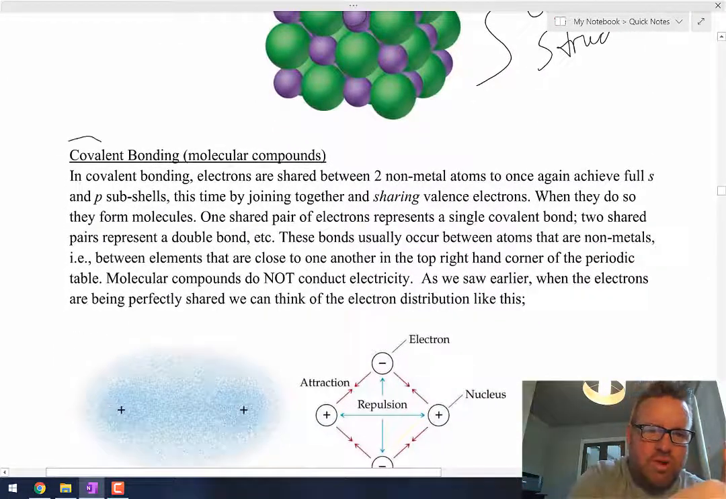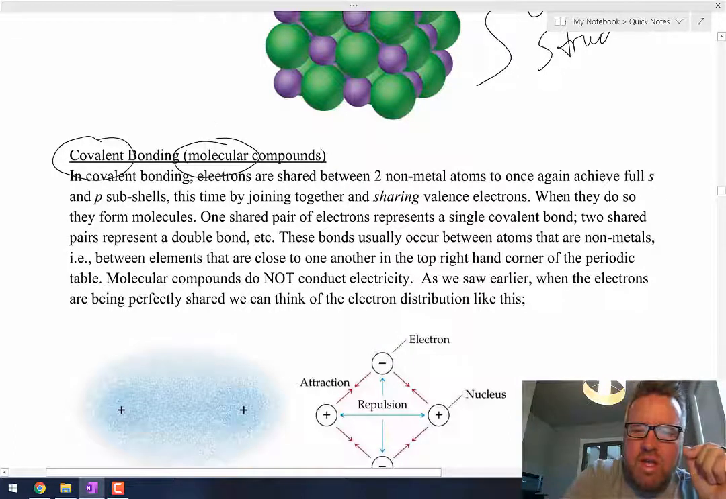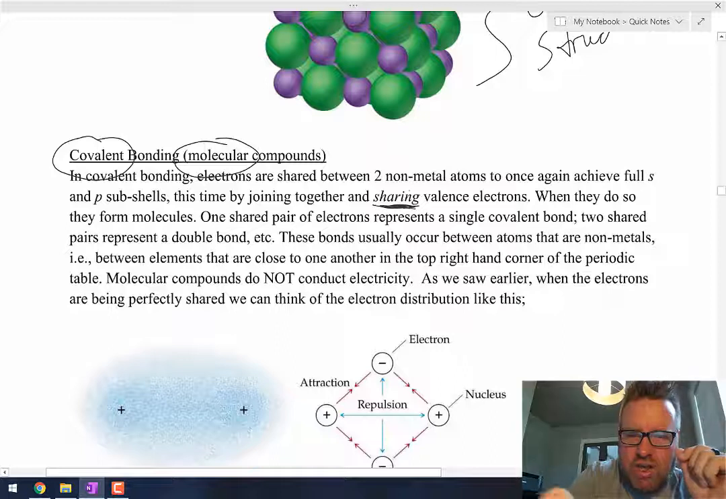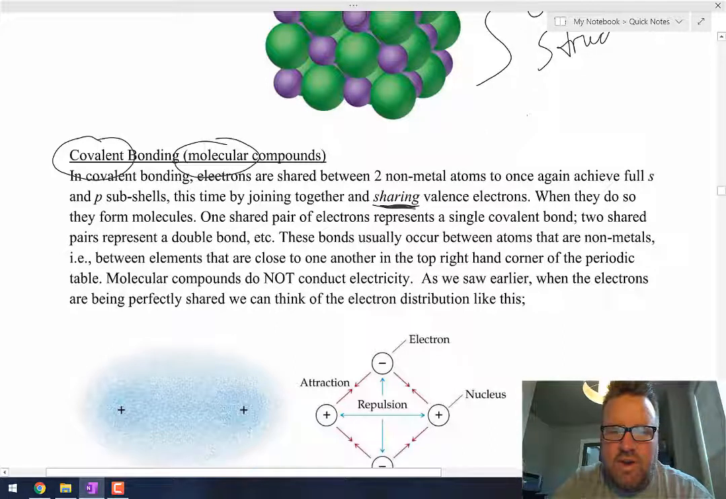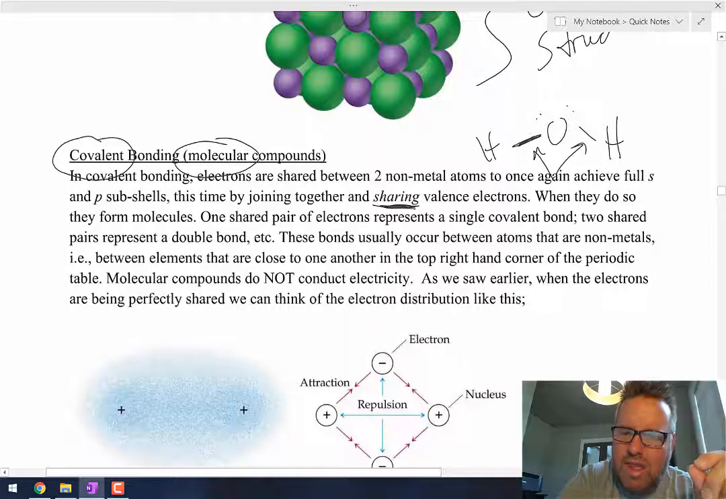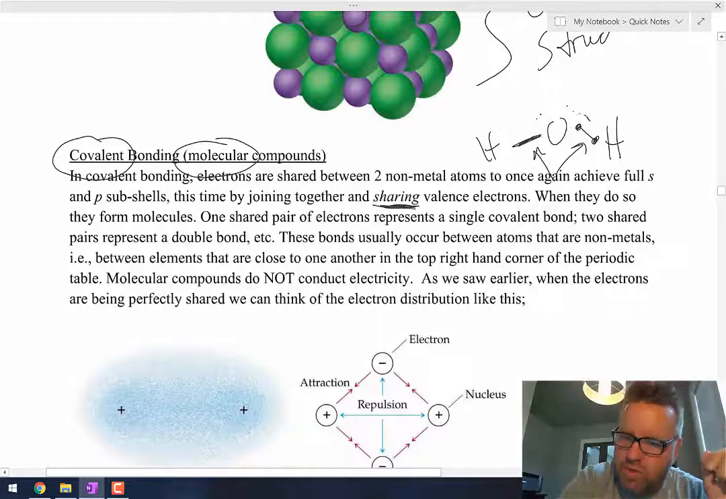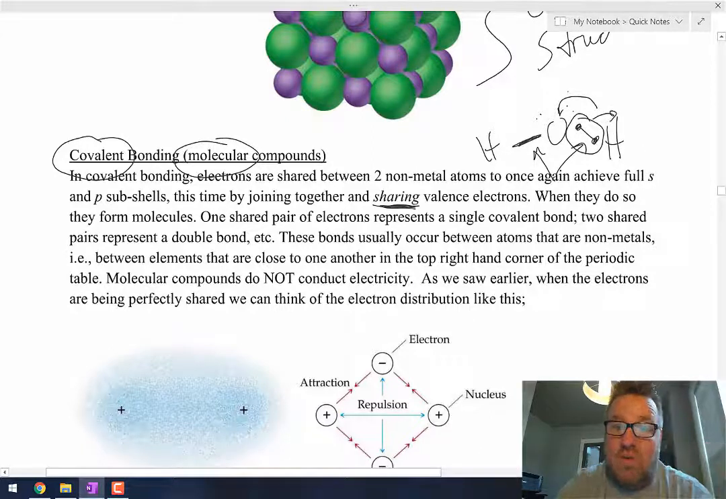Okay, covalent compounds, or covalent bonding, oftentimes called molecular compounds. They don't transfer electrons, they share electrons. If you remember Lewis electron dot diagrams, when we draw those bonds, the lines between an H and an O in water, that is a covalent bond. Each line counts as 2 electrons, one from one atom, one from the other. So those 2 electrons are being shared between the hydrogen and the oxygen. Okay, that is a covalent bond.